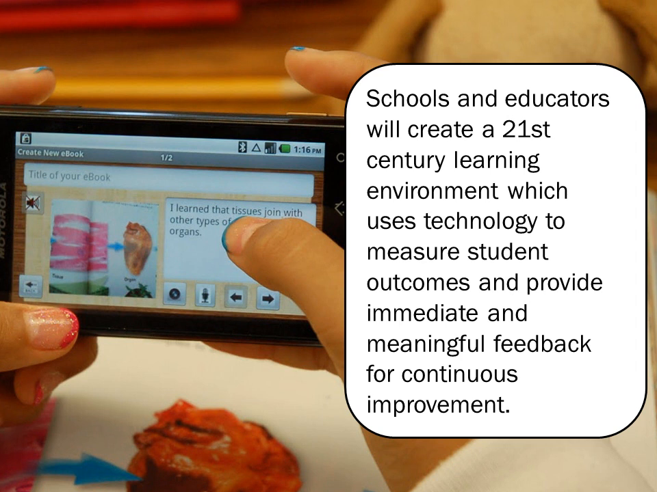Goal number 2. Schools and educators will create a 21st century learning environment which uses technology to measure student outcomes and provide immediate and meaningful feedback for continuous improvement. Some of the things that we're looking at here is what tools are there that we can use in the area of formative assessment. There might be clickers or polling technologies. Is there a way to use these polling technologies on the devices that our students are bringing into the classroom?